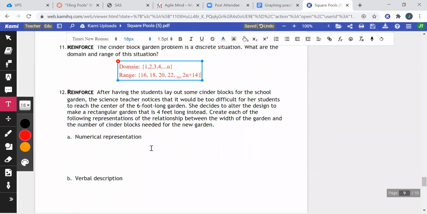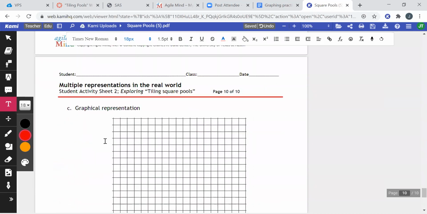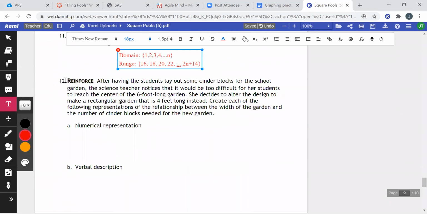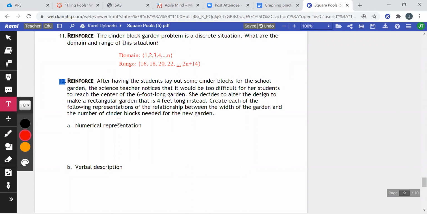After students, blah, blah, blah, she said it would be too difficult to reach the center of a 6-foot garden. She decides to alter the design to make it 4 feet instead. Create each of the following representations, the width of the garden, blah, blah, blah. You know what? I'm out of time with this one. I'm going to make this one be you. You got to try your best. We'll go over it. All right, I'm done.